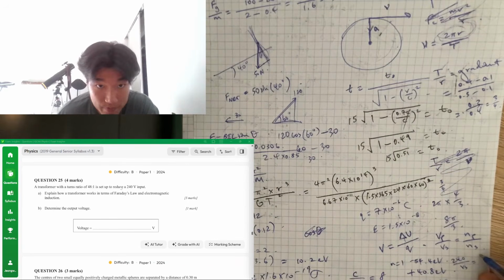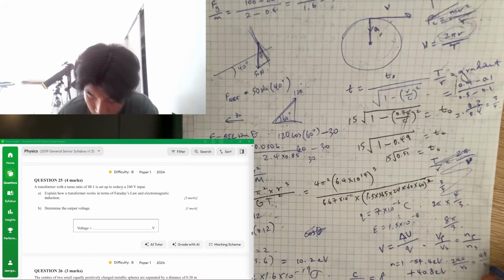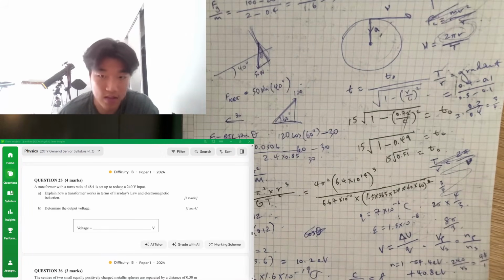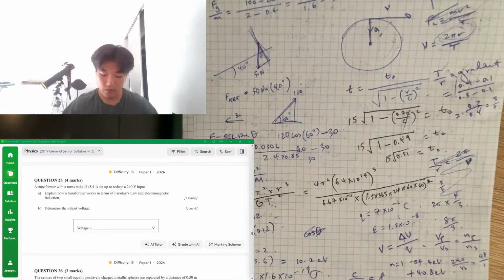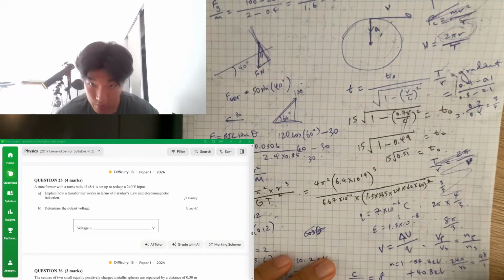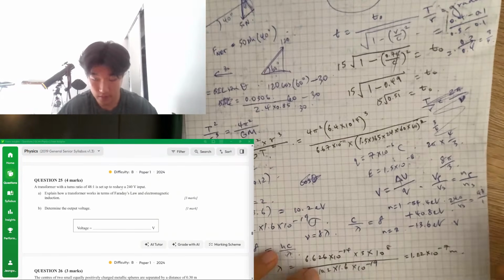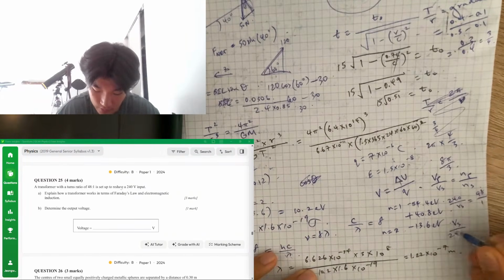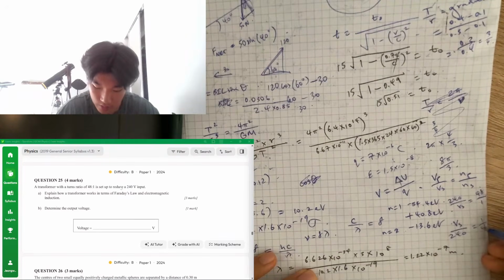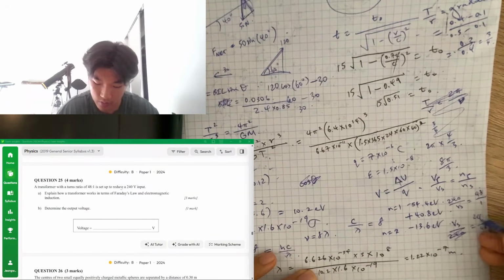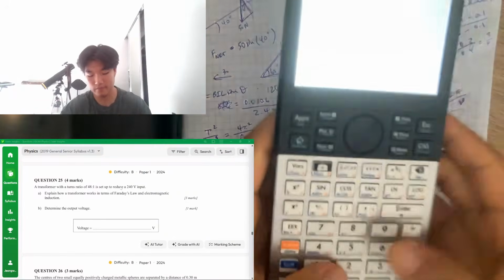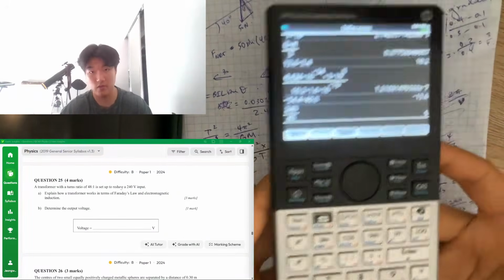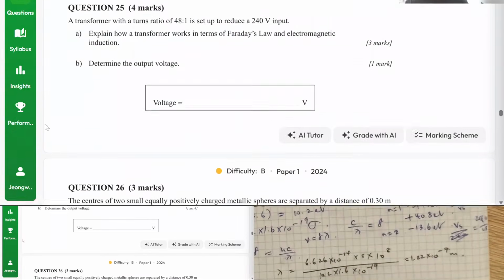Number of turns, it's 48 over 1, so that's the ratio. Since it's a fraction, we flip both sides. So Vs over 240 equals 1 over 48. Then we multiply by 240 on both sides. So it's 240 divided by 48, which is 5, right? And that was the answer.